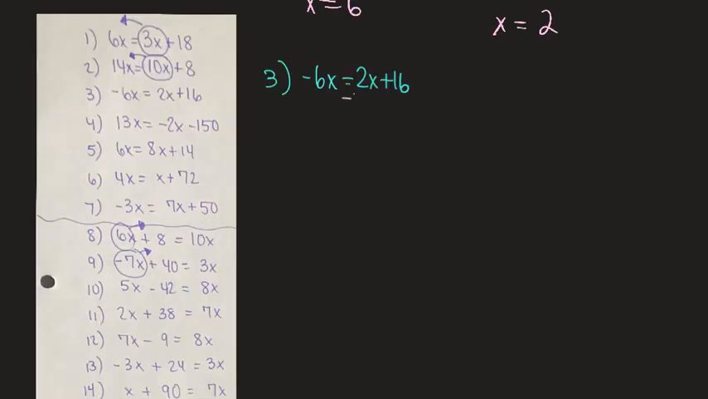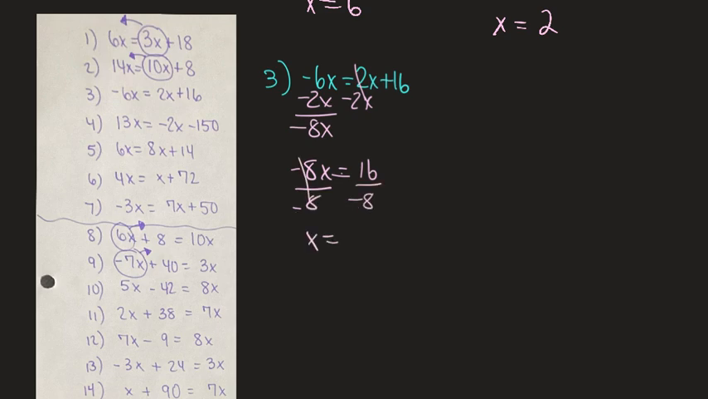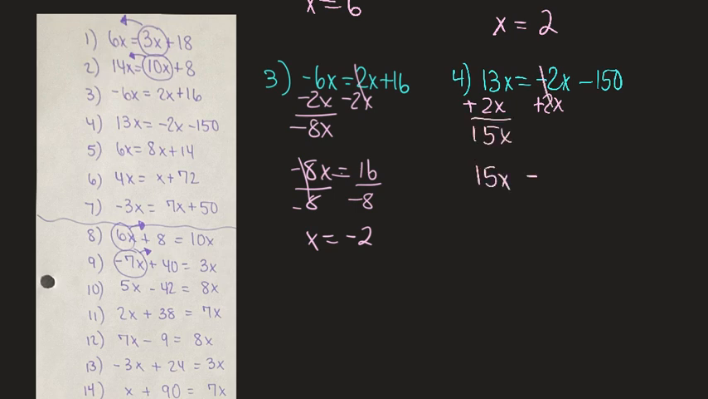Number 3, minus 2x, cross out what's my answer, negative 8x equals 16, divide by negative 8, cross out what's my answer, x equals negative 2. Number 4, plus 2x, cross out what's my answer, 15x equals negative 150, divide by 15, cross out what's my answer, x equals negative 10.